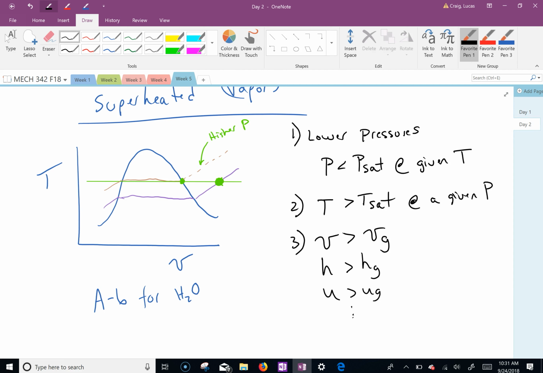Okay, if we're at this pressure and we know the temperature, and we check to see what Psat is, and if it's less than it, then we know we're a superheat. If I give you specific volume and a temperature, and the specific volume is greater than Vg, you're a superheat. Okay. So those are the rules for superheats. So we've done vapors, we've done mixtures, and what's left? Compressed liquids.